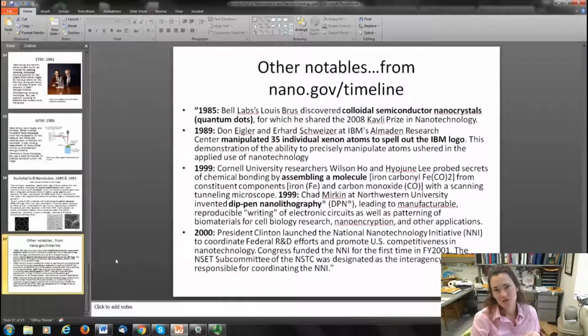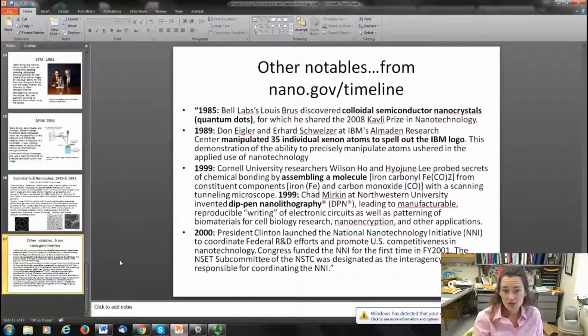Now, other notable events from the history of nanoscience that are noted on the nano.gov timeline include, but are not limited to, in 1985 at Bell Labs, they discovered colloidal semiconductor nanocrystals, or quantum dots, which you might have heard, and they won the Kavli Prize in Nanotechnology in 2008 for that. In 1989, Eigler and Schweizer at IBM's Almaden Research Center actually spelled out the IBM logo with 35 individual xenon atoms, and they did this using a scanning tunneling microscope. You might remember that. It's pretty iconic in the field of nanoscience and nanotechnology, that beautiful image of the IBM logo spelled out in atoms. In 1999, at Cornell University, researchers Ho and Lee probed secrets of chemical bonding by actually assembling a molecule from the constituent components with a scanning tunneling microscope. So they brought atoms together and made their own molecule that way, which is pretty fascinating.